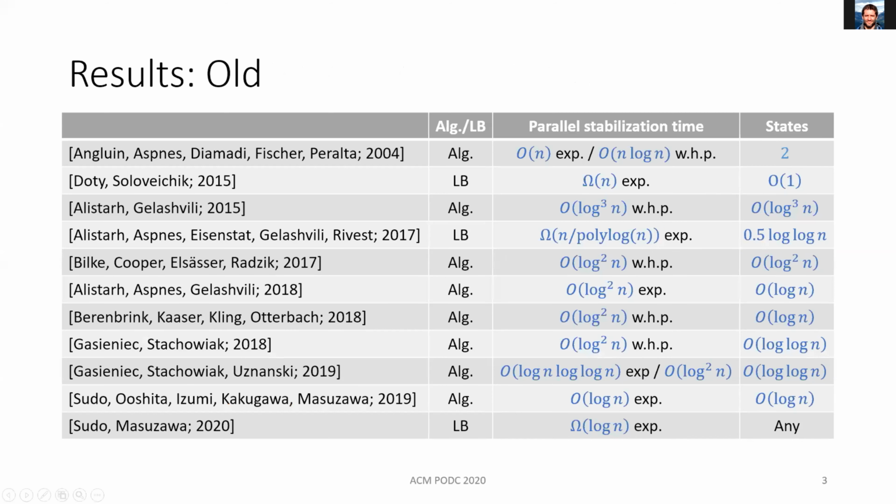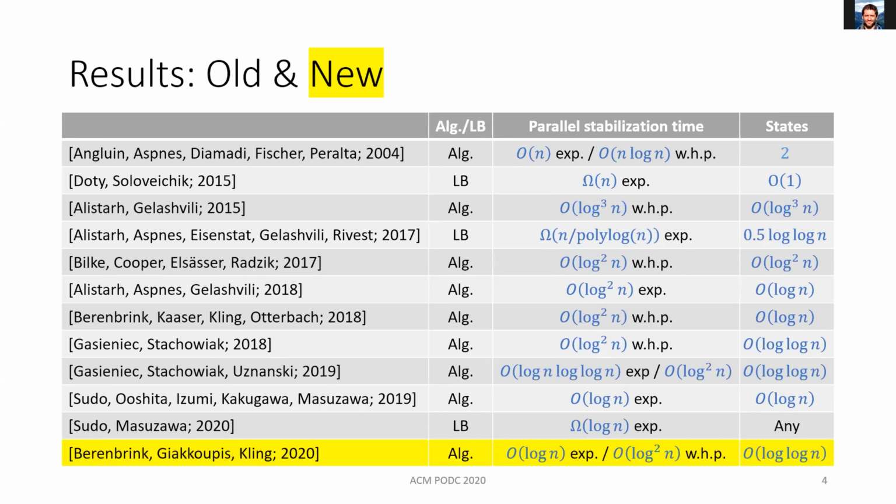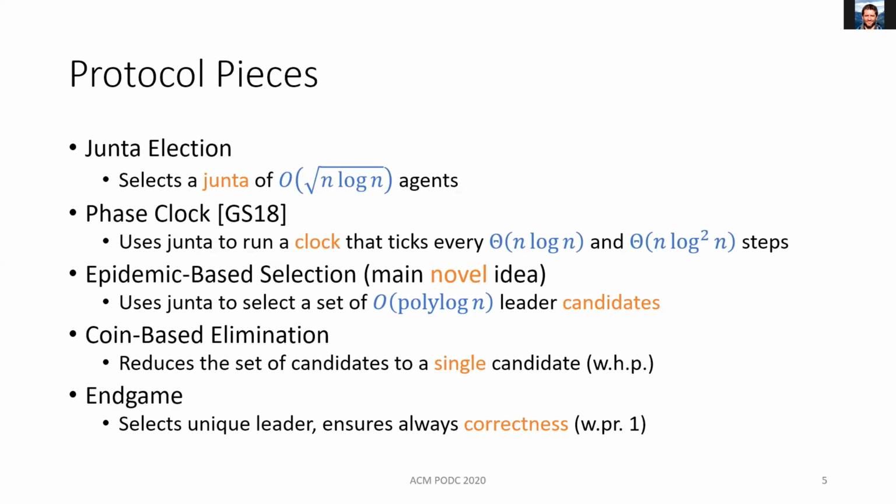A large volume of work has been devoted to this problem, including both algorithms and lower bounds, and our contribution to this line of work is the first algorithm that both achieves optimal expected stabilization time, log n, matching this lower bound, and does so using the minimal asymptotic number of states, which is log n, matching this lower bound here. So our algorithm consists of several small pieces.